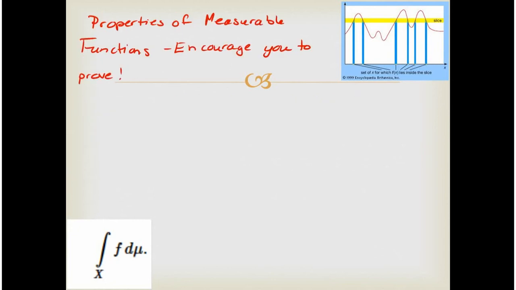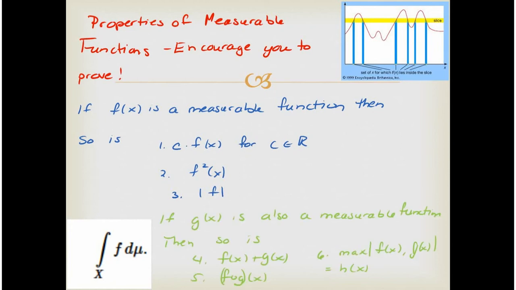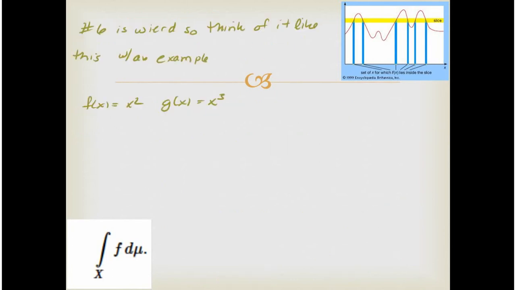I encourage you to prove these properties by using the definition of measurable. I'm not going to hold you to it, but if you want to include them on your exam 3, I encourage you to do so. First, if f is a measurable function, then so is a constant multiple of f, so is f squared, and so is the absolute value of f. All three of these are measurable functions, and I'm going to talk in a second about how you would prove that. We also have that sums of measurable functions are measurable, the composition of measurable functions is measurable, and the pointwise maximum of two measurable functions is also a measurable function.